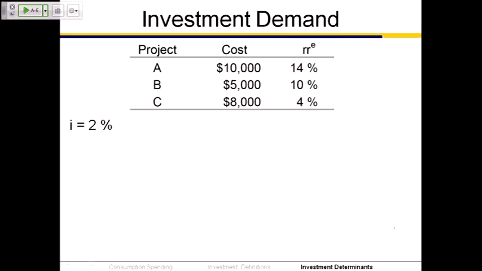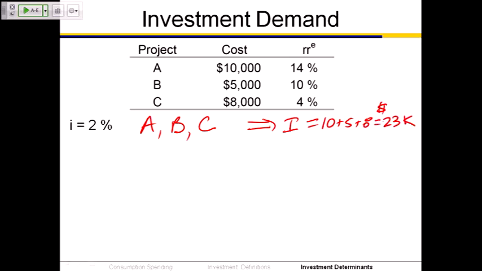If interest rates are 2%, is it profitable for your business to do project A? Yes or no? Yes. Certainly they want to do A because the expected rate of return is 14, which is bigger than 2. It's profitable to do that project. Is it profitable to do project B? Yes or no? All right. Is it profitable to do project C? Yes or no? All right, so they're going to do all three, and their total investment spending is going to be the $10,000 plus the $5,000 plus the $8,000, or $23,000 in investment spending.